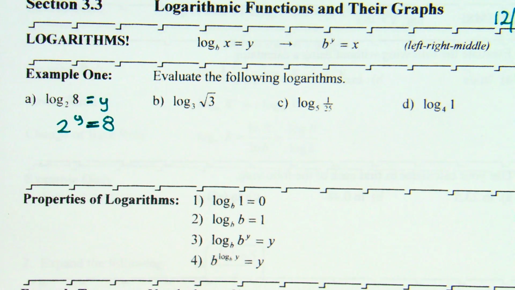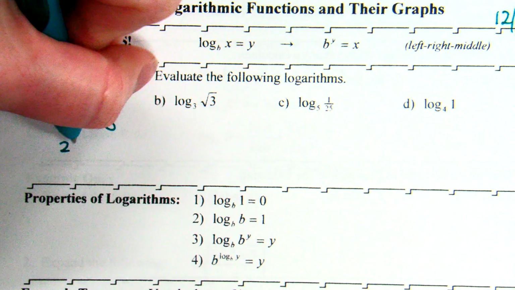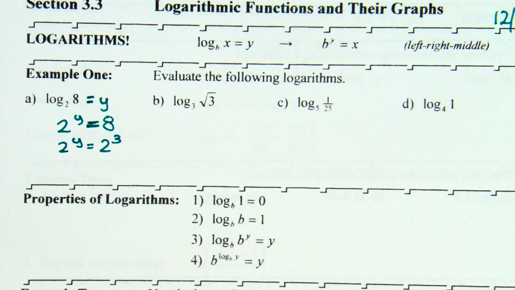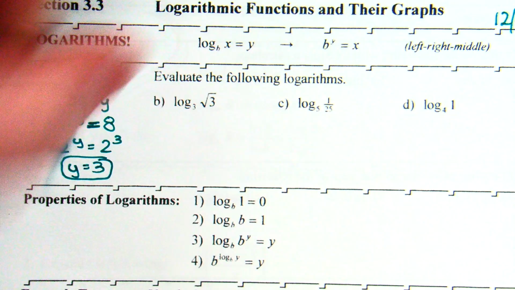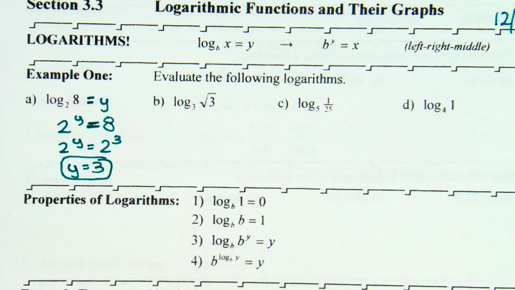Okay, so what I look at is, this is a base of 2. Can 8 be rewritten with a base of 2? In other words, is 8 equal to 2 to some power? Yeah, it's 2 to the third. So 2 to the y equals 2 to the third. If the bases are the same, then the powers have to be the same. I got equal bases of 2, so I dropped the 2's off, and I know y equals 3. Your goal, if you can, is to get your bases equal. And if they don't, I don't think we're talking about that today.